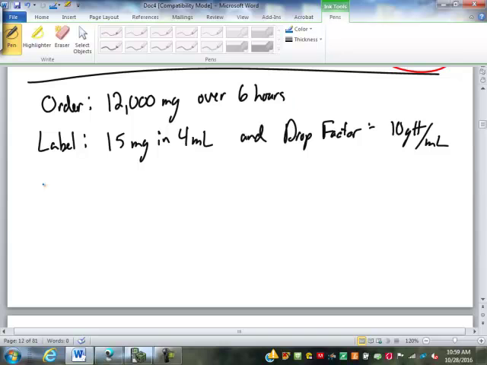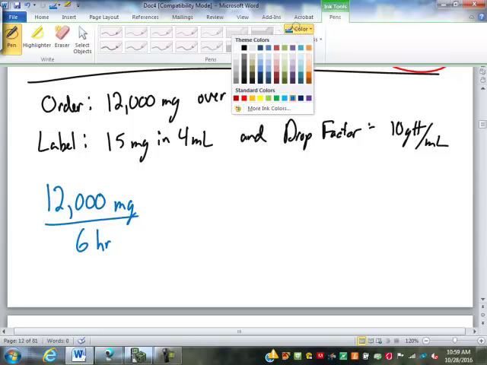This one starts out very similar to our other ones, only it's not milliliters per hour, it's milligrams per hour. 12,000 milligrams over 6 hours. Now, I'll be honest with you, at this point, I would actually divide out the 12,000 by 6 and get 2,000 milligrams per 1 hour to get some smaller numbers up there. But you don't have to do that.